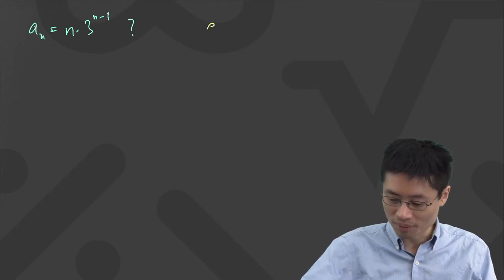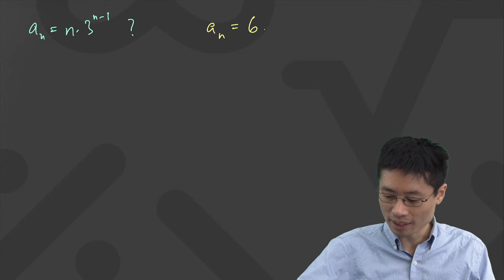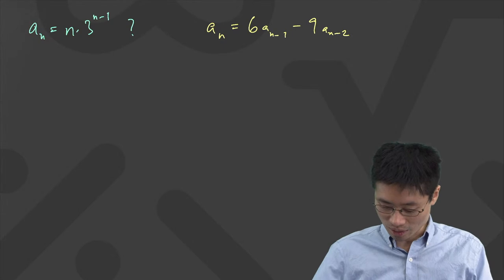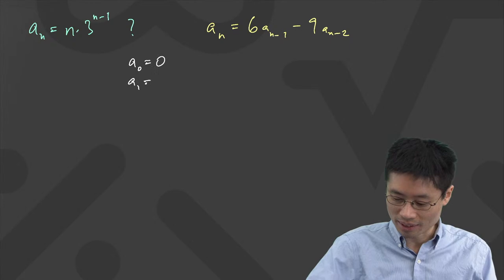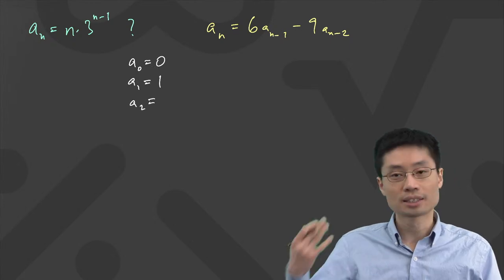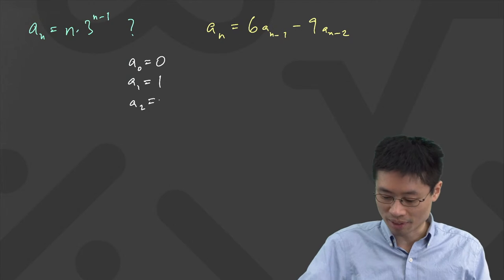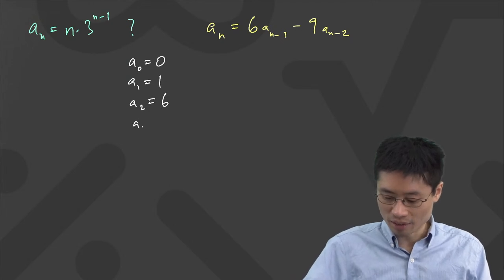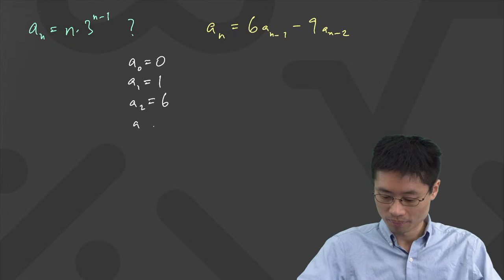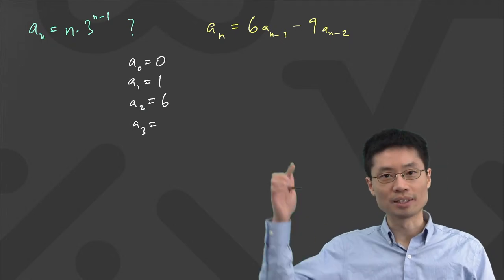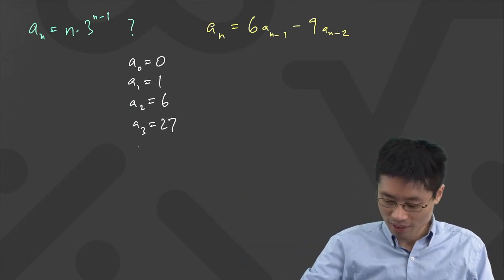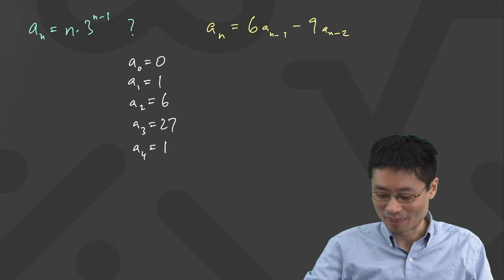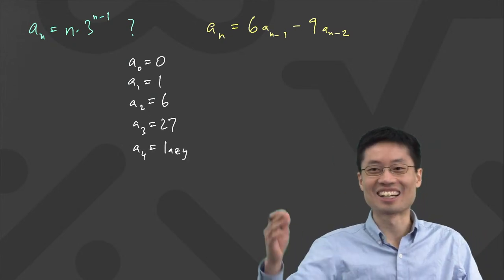Well, remember what we had was a n is equal to 6 a n minus 1 minus 9 a n minus 2, right? So let's go and make a bunch of terms. So a0 is equal to 0, a1 is equal to 1, a2 is equal to 6 times the previous minus 9 times the previous, that's 6. a3 is equal to 6 times the previous, which is 36, minus 9 times the previous, which is 27. a4, okay, I'm too lazy. I'm not going to do any more. So I did the first three.